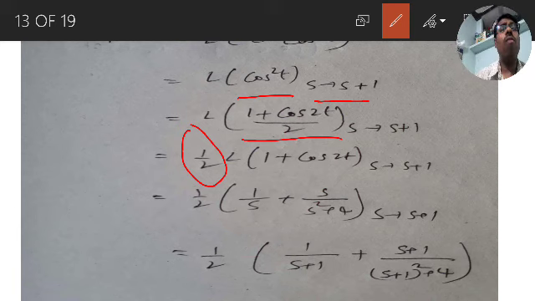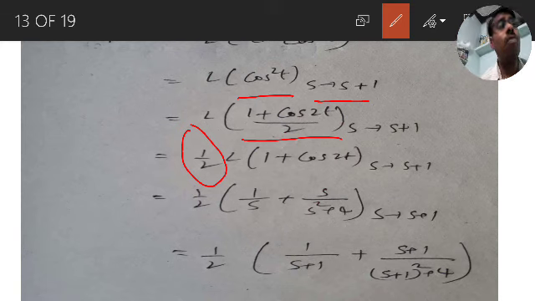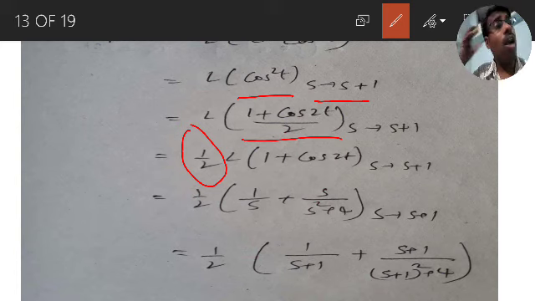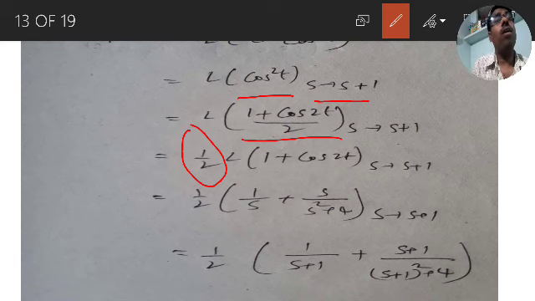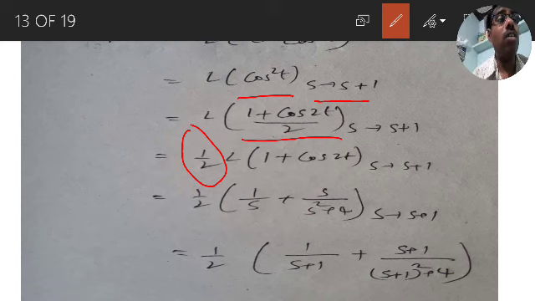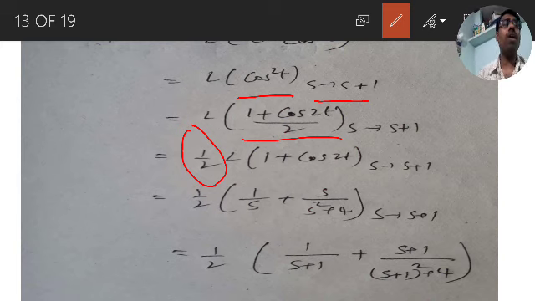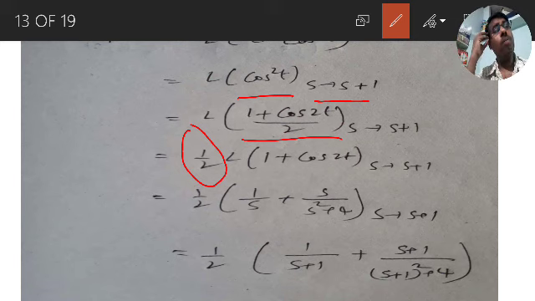So see, 1 by 2 is a constant outside: L of 1 plus cos 2t. That is 1 by 2 outside, L of 1 plus L of cos 2t. What is L of 1? L of k is k by s. You have to recollect the formula immediately whenever you come across this particular problem. So you have to apply the standard formula. Remember the formulas and analyze where they can be used. So L of k is equal to k by s, L of 10 is 10 by s, L of 5 is 5 by s, L of 1 is 1 by s, and L of cos 2t.